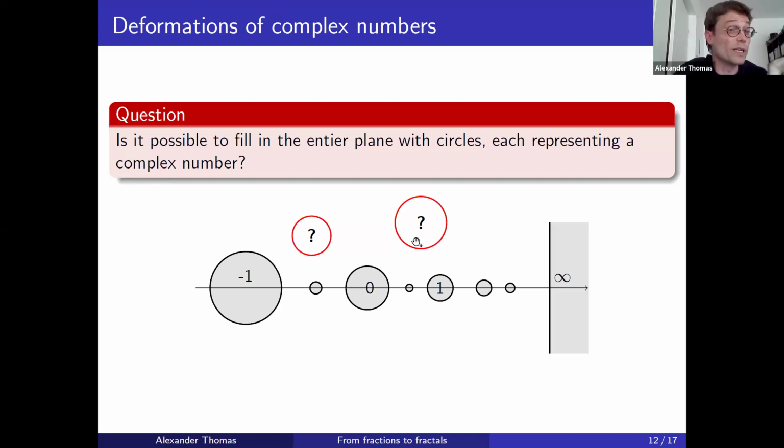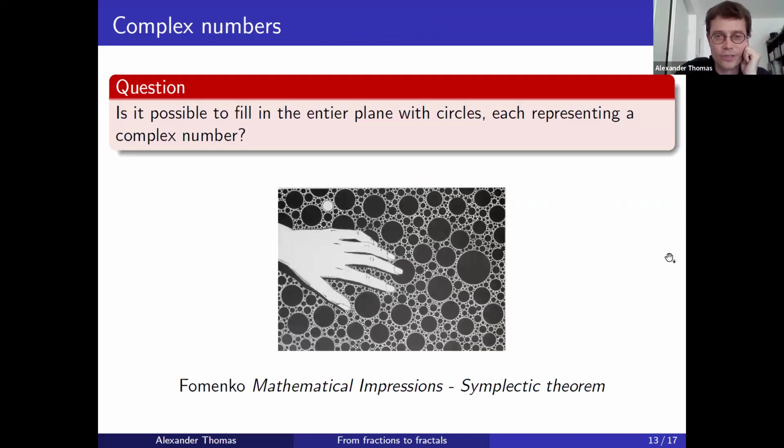They should correspond to some complex number, right? So somehow the question becomes, can we Q deform complex numbers? So just to give you an artistic thing, what we try to find is a picture like this. This is like a picture from the Fomenko book on mathematical impressions. So we are looking somehow, we try to find a fractal, a 2D fractal, just out of circles, which looks like this, such that each circle corresponds to some number.